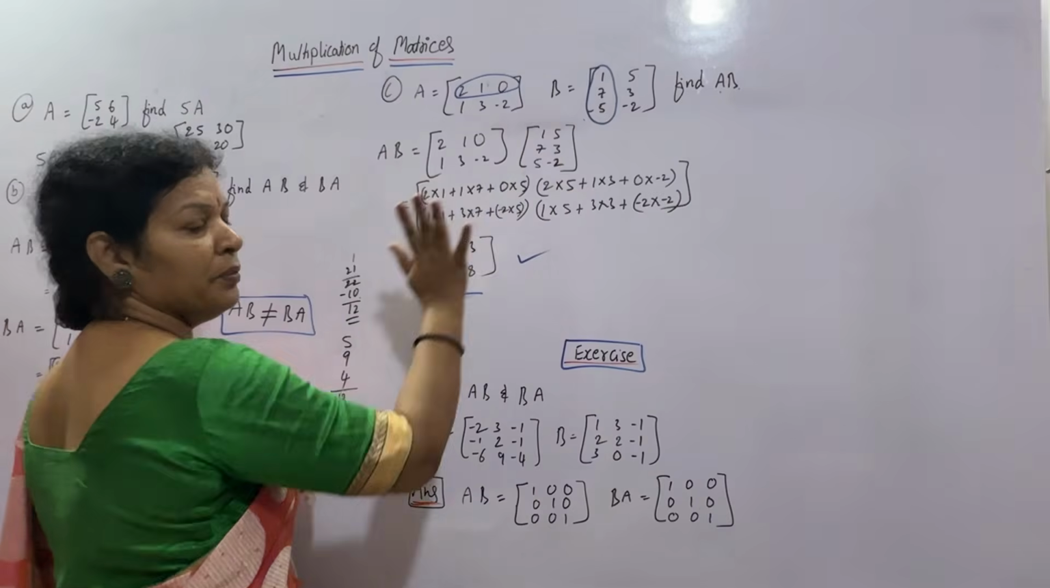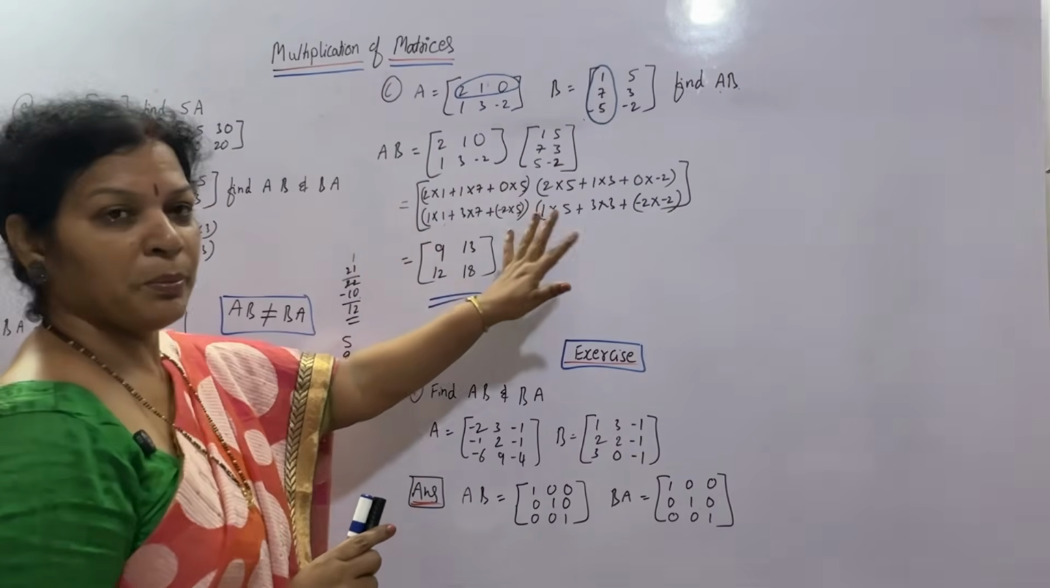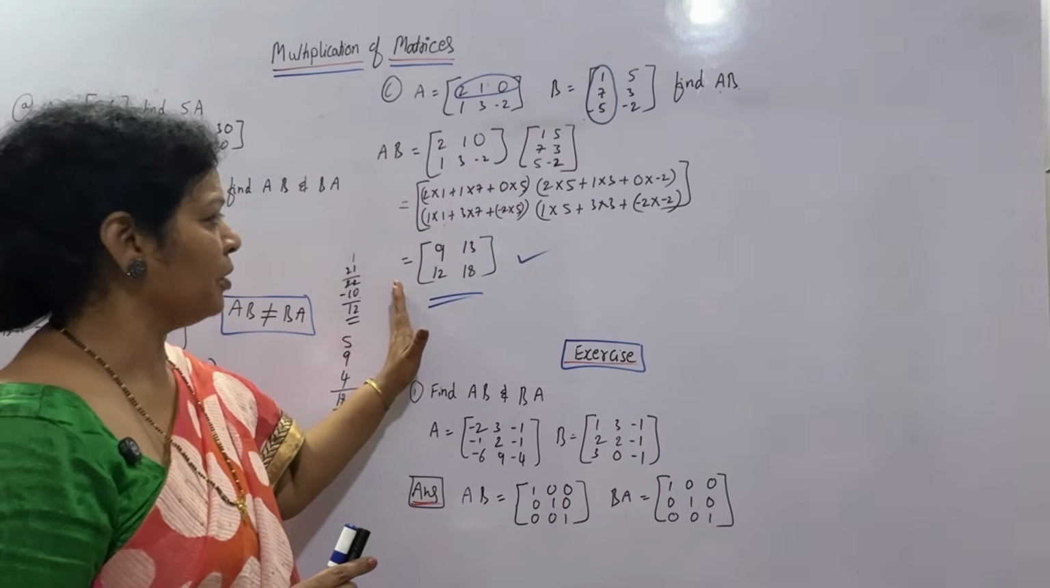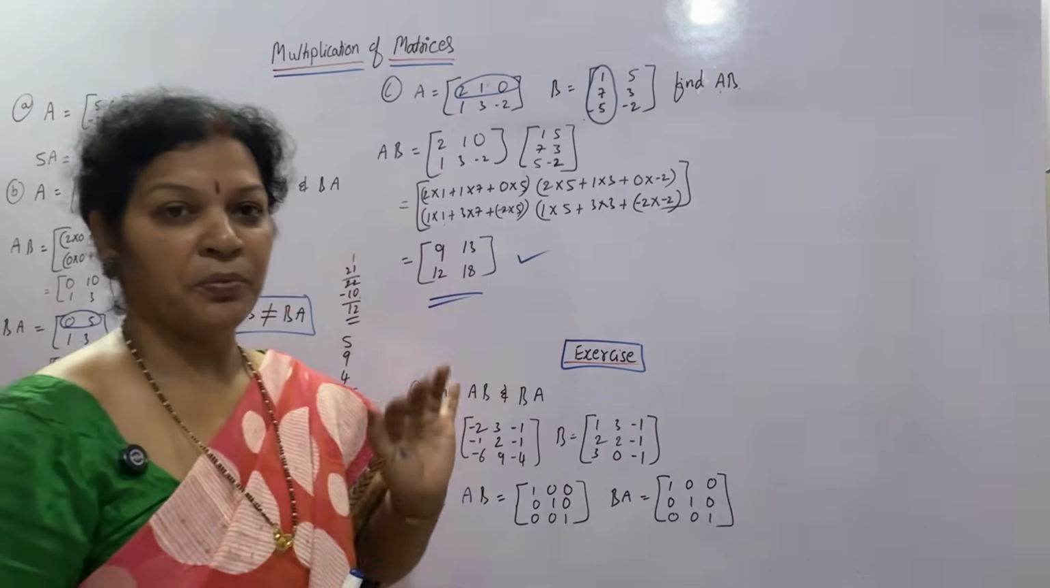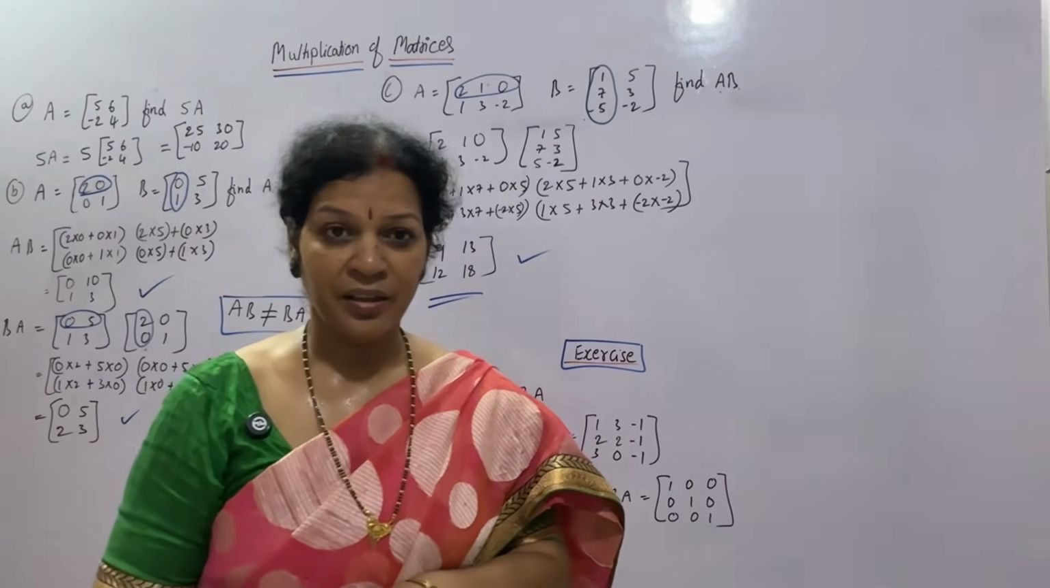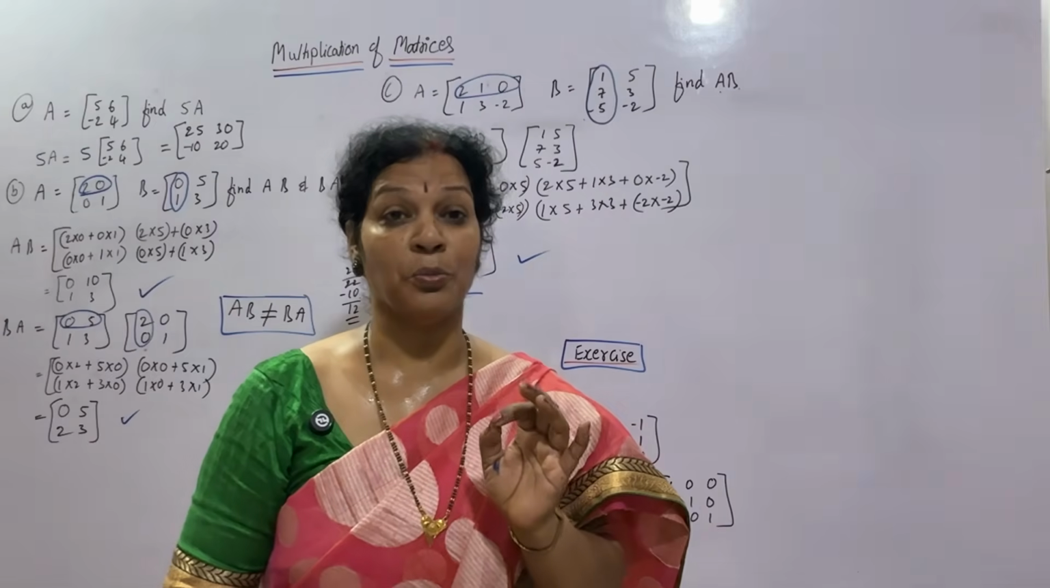So what have we done? We have written all the elements and multiplied like this. Am I clear? You got the answer of this much. 3 problems we have done. If you are clear, please do practice. Practice is much required.